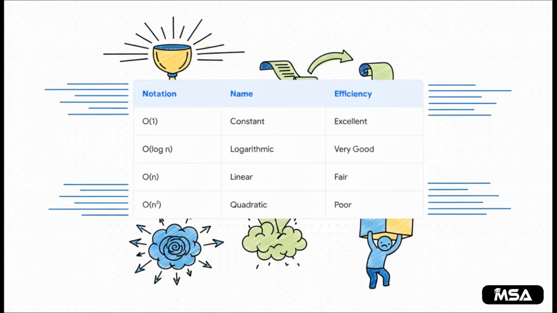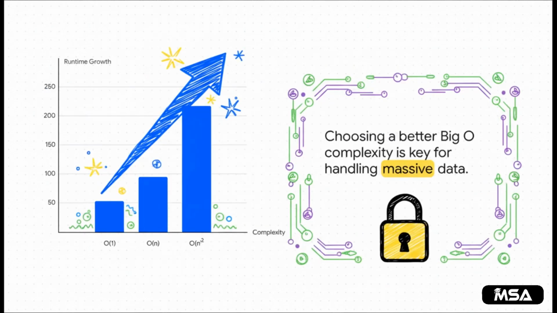This table right here is basically our cheat sheet. O(1), or constant time, that's the dream. It means it takes the same amount of time no matter how much data you throw at it. But down at the bottom, O(n squared), or quadratic, that's considered poor, because the time it takes just explodes as you add more data. And this chart just makes it crystal clear. I mean, look at how that O(n squared) bar just skyrockets compared to the others. Choosing a data structure with a better Big O is absolutely the key to building apps that can scale and handle tons of data without collapsing.